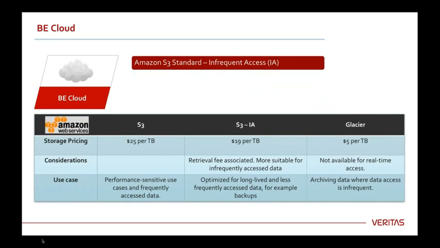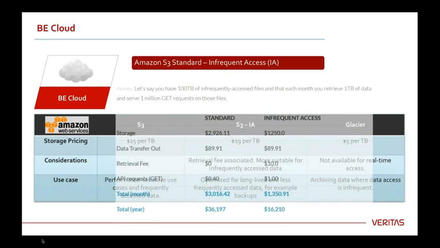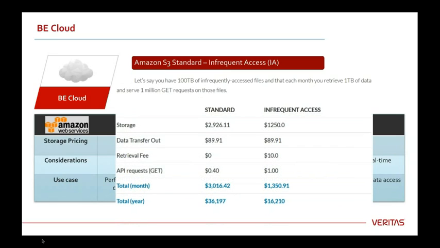I think I've got another example of 100 terabytes. Over a year, you know, there's a huge saving there. There's nearly $20,000 worth of savings by using the infrequent access storage. So it's quite key. If you're looking at cloud backups, just make sure you are using the cheapest storage, whether it be AWS or whether it be Azure blob storage.